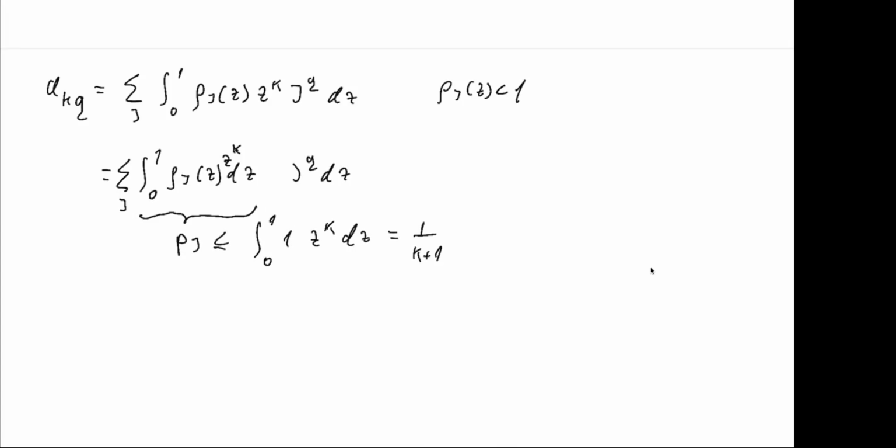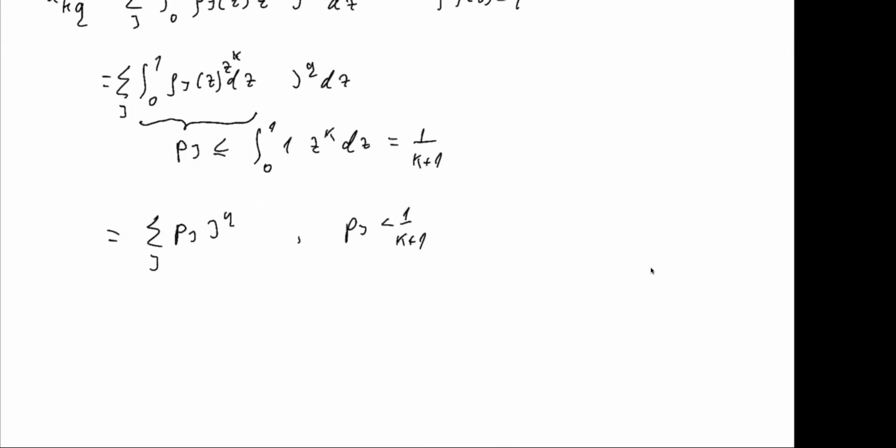So now it's the sum of PJ JQ over J, where PJ is bounded by 1 over k plus 1, for AK, right? And for the continuous version, how do you do this?